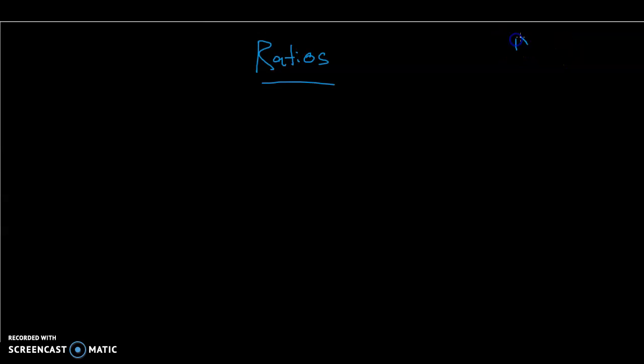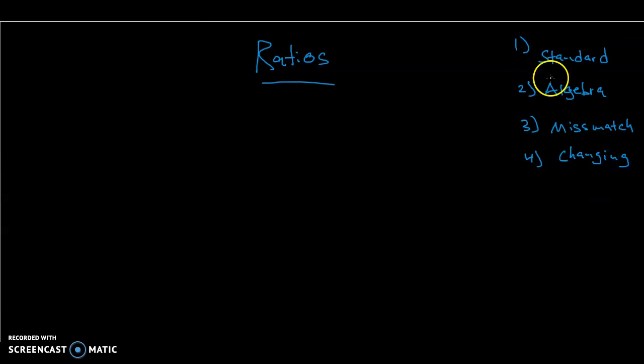The categories are, I would say, standard ratio questions. Then the second possibility is algebraic ones. Then a mismatch, I'll explain all these in a minute. And then the final one would be changing ratios. These would be really the top categories for ratios. Obviously, the most common one would be the standard one, but you want to be comfortable with the other categories as well. So let's do a quick review.